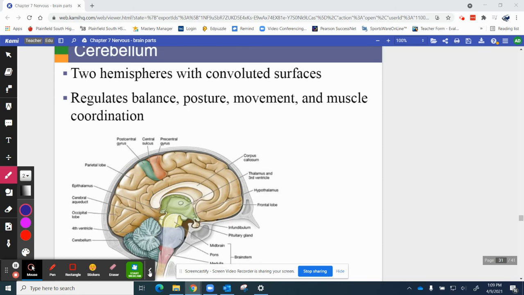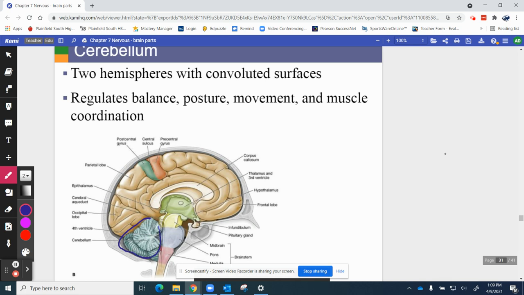All right, guys, so we're going to take a little bit of a look at the last part of some of the brain parts here. We're going to start with the cerebellum. The cerebellum is a little structure located at the bottom of the brain, on the posterior aspect, right behind the spinal cord. Similar to the cerebrum, it has two hemispheres.